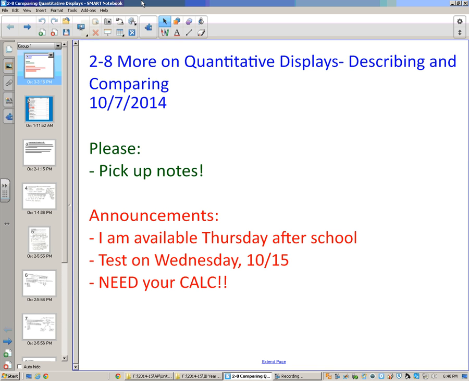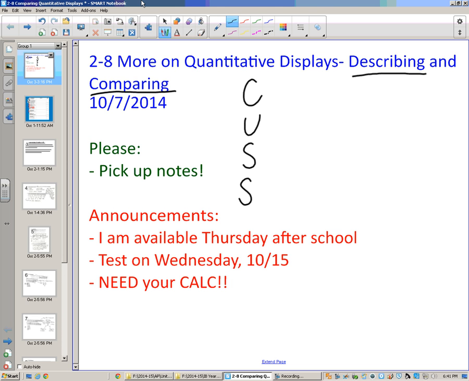Today you are going to be looking at more on quantitative displays and what we've seen, describing and comparing them. So the major things that we use to describe and compare is that idea of CUSS, okay? So center, anything unusual, shape, and spread.